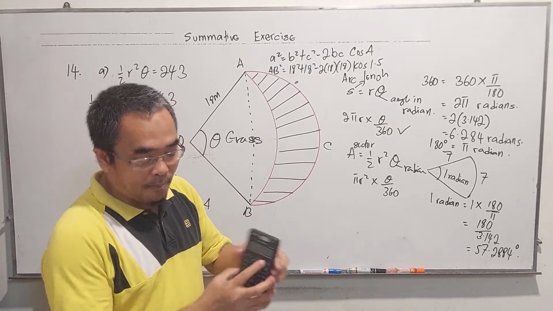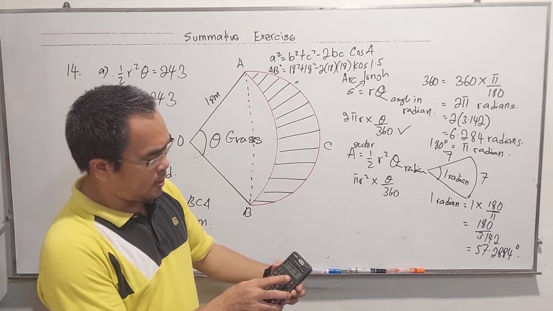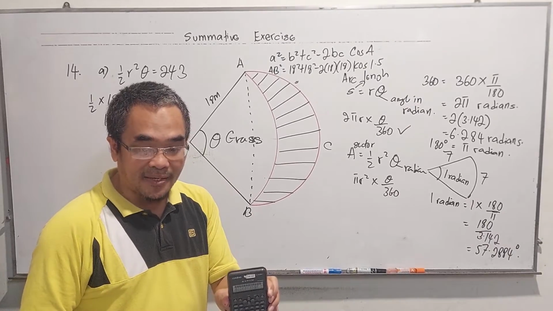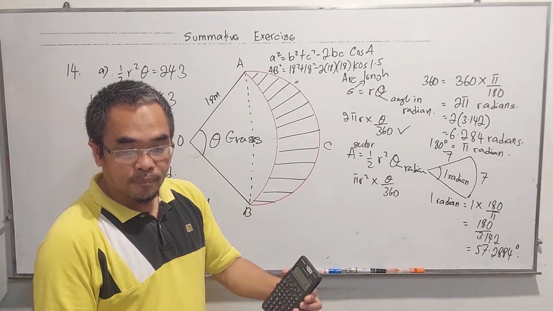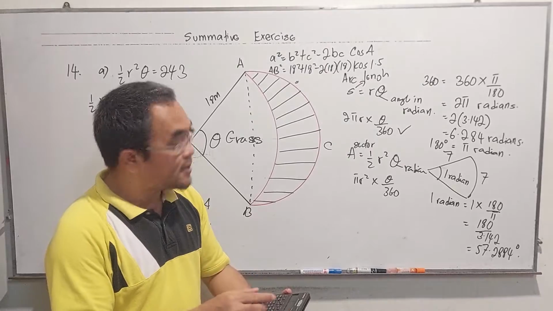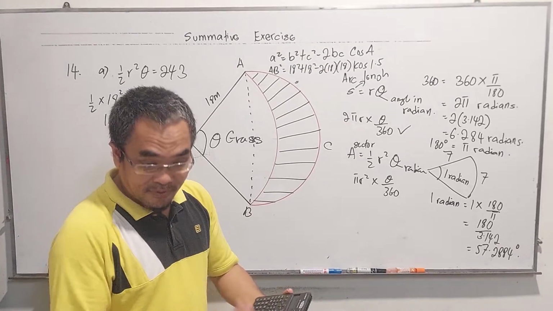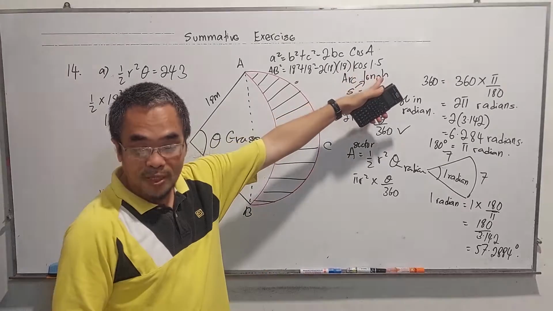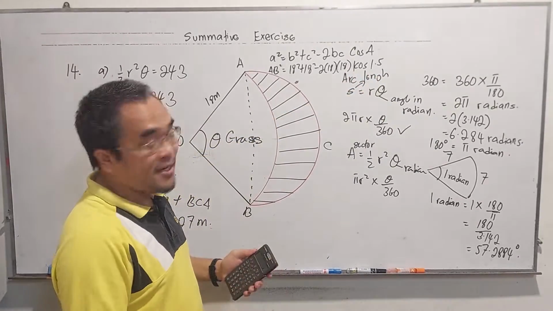So we press mode, and mode again, then we come up with degree, rad. Then make sure you press 2. Then somewhere along the screen there is R, which stands for radian. So now the calculator will understand that whatever unit you're using for this one will be in radian.